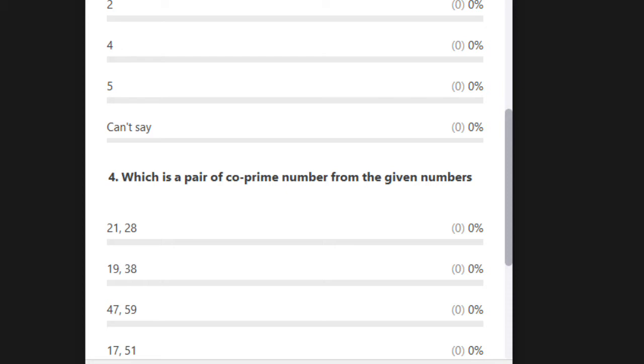The first option is 21 and 28. Second option, 19 and 38. Third option, 47 and 59. And the fourth option, 17 and 51. Think on the definition of co-prime numbers and select the correct answer.